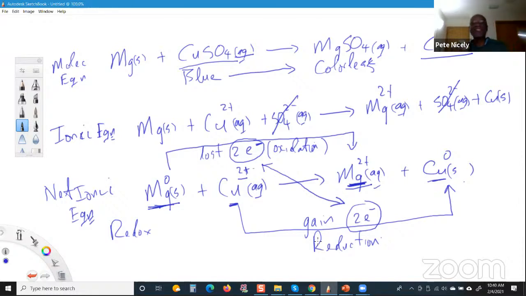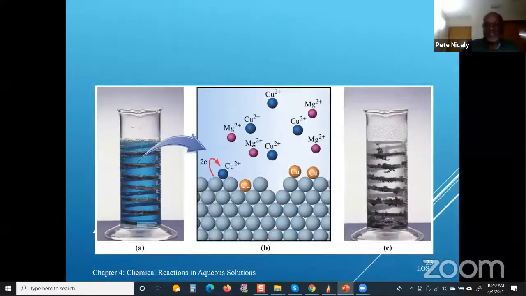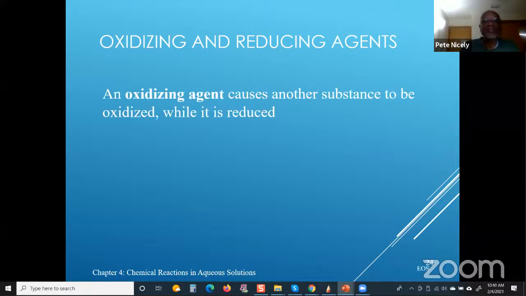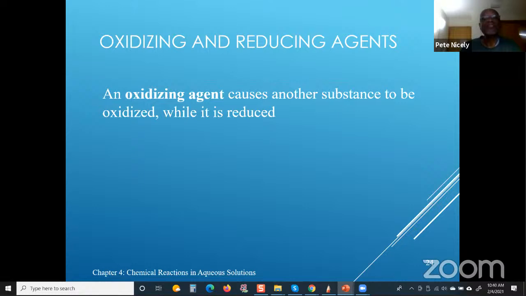Okay, I don't think there's anything else I need to say about this, unless there are any questions. Are there any questions you have about this example of a redox reaction? Any questions? Okay, so I'm going to stop here for today.